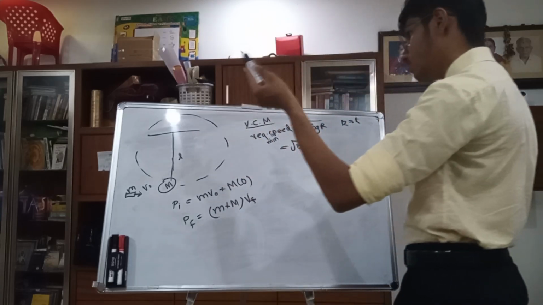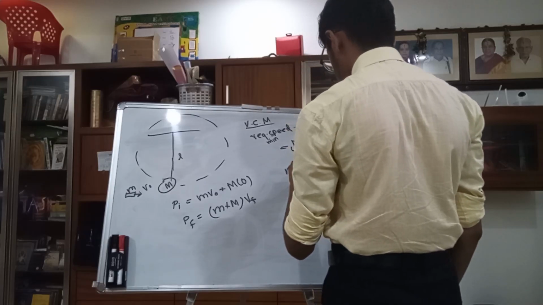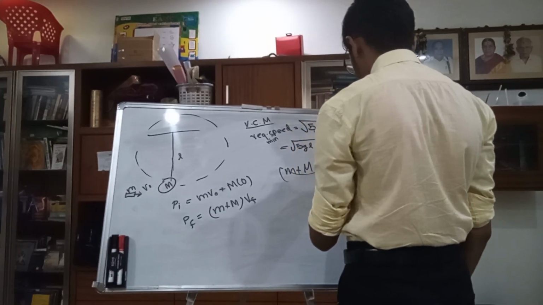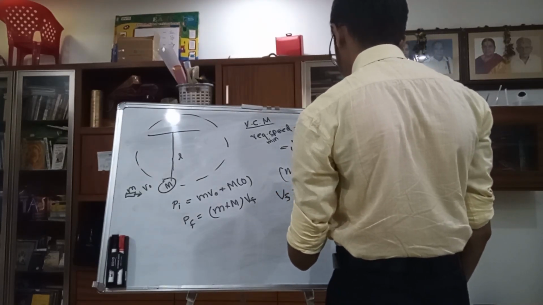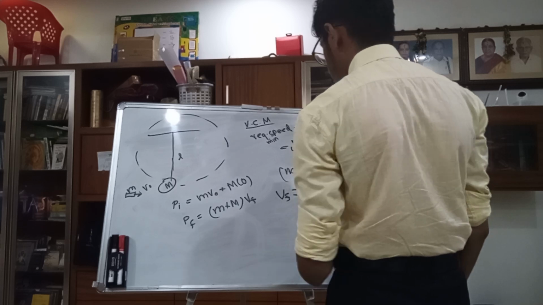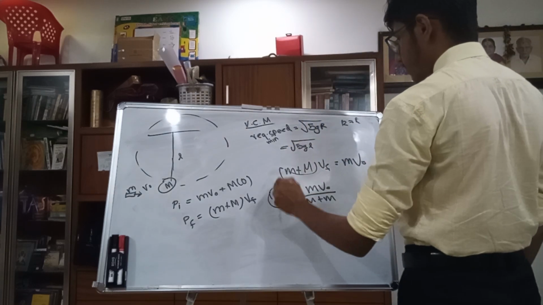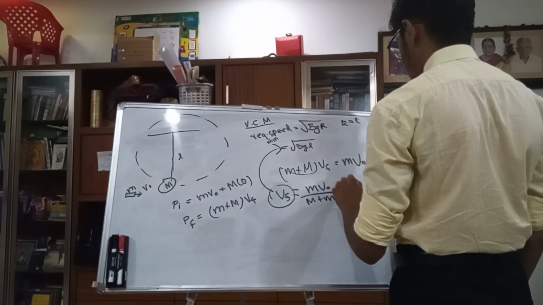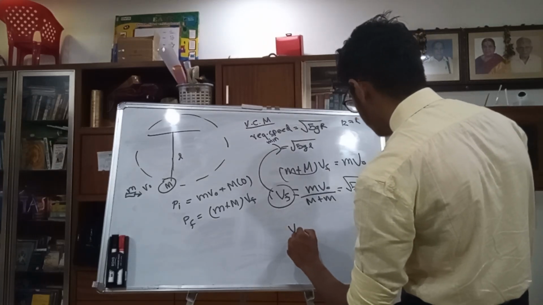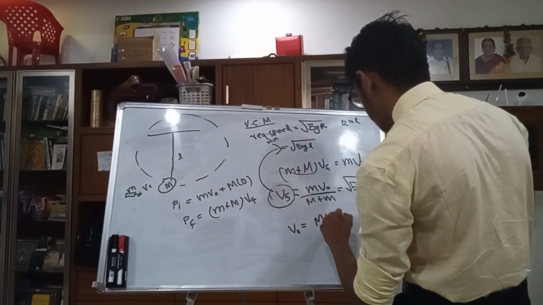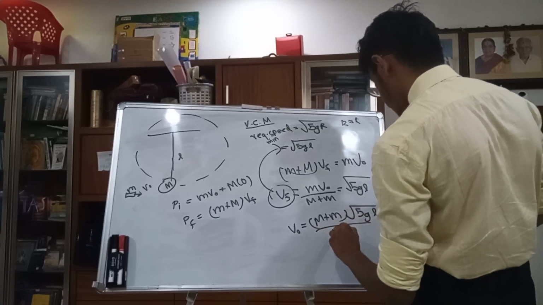Final velocity. So from this I can write that (m plus m) into the final velocity is equal to m v naught. From the same relation we get Vf is equal to m v naught by (m plus m). Now I can tell that this minimum velocity Vf is nothing but root under 5gL. From this can I write that v naught is equal to (m plus m) into root 5gL by m.